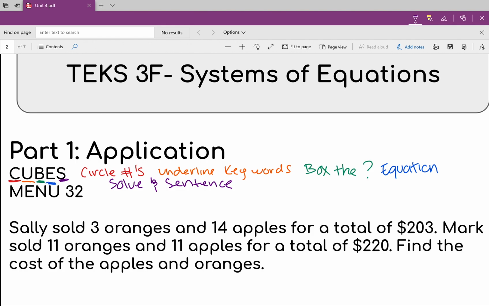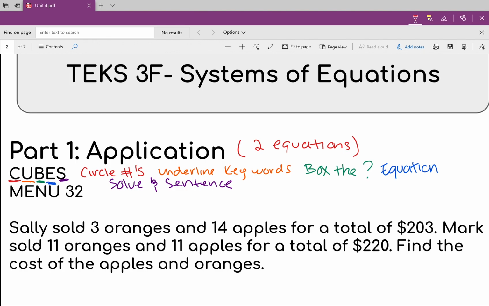So we're going to be using CUBES again in system of equations applications. The only difference is instead of finding one equation, we are now finding 2 equations. So that's what system stands for, 2 equations. So right here in parentheses, I'm going to put 2 equations.